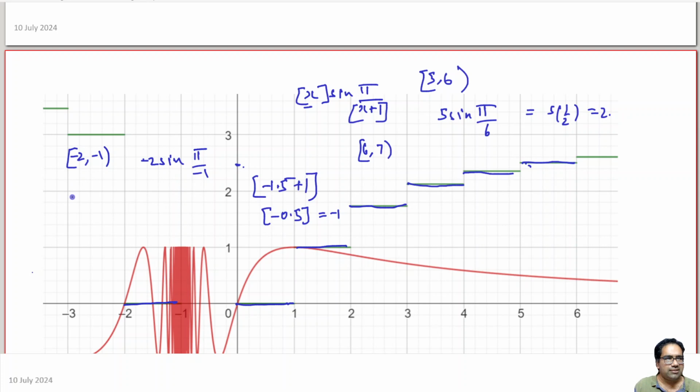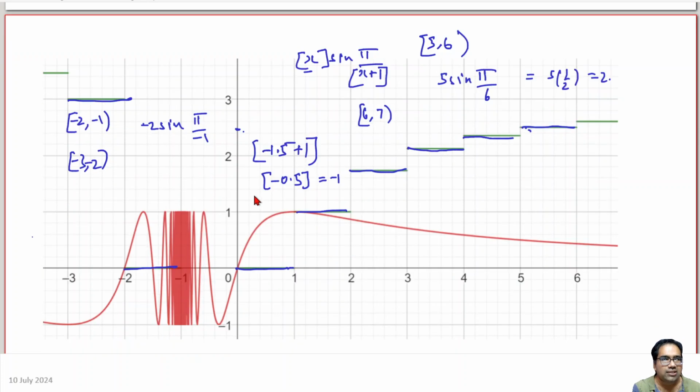Right. Similarly, minus 3 to minus 2, you can show that it comes out to be plus 3. Okay. This is the graph of this function. Now it breaks at every integer. At the same time, let us try to understand this graph of sine pi by x plus 1.